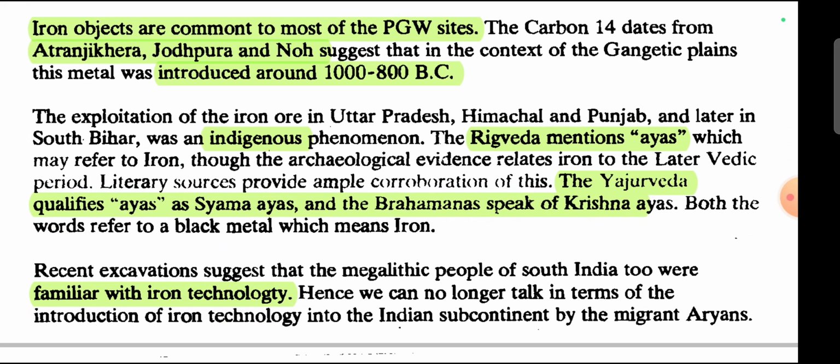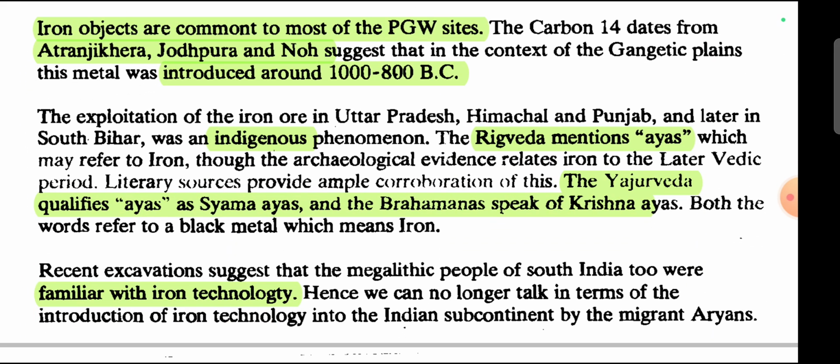Iron objects are commonest to most of the PGW sites. The carbon 14 dates from Ataranji Kheda, Jodhpura and Noh suggest that in the context of the Gangetic plains, this metal was introduced around 1000 to 800 BC. The exploitation of the iron ore in UP, Himachal and Punjab and later in South Bihar was an indigenous phenomenon.